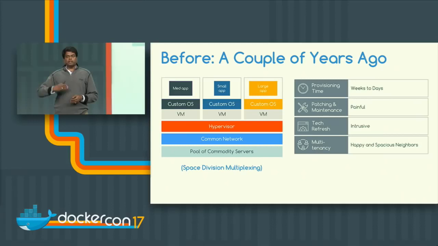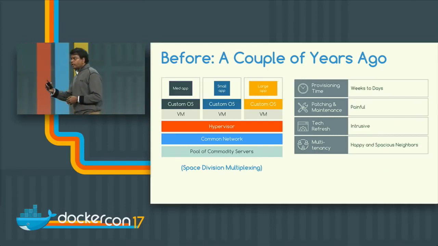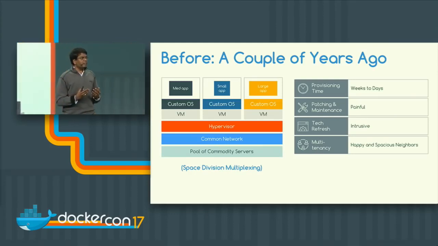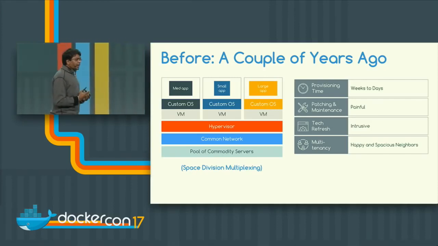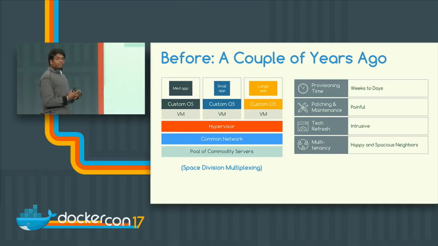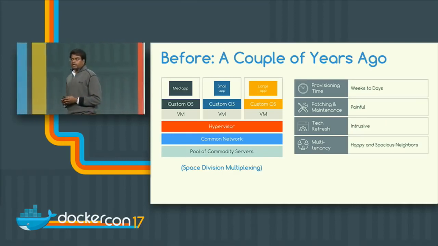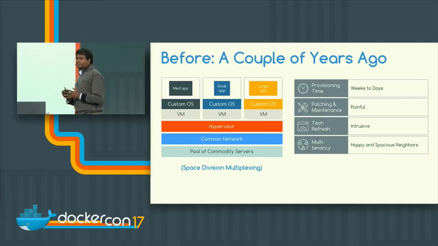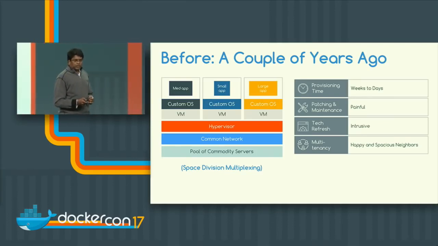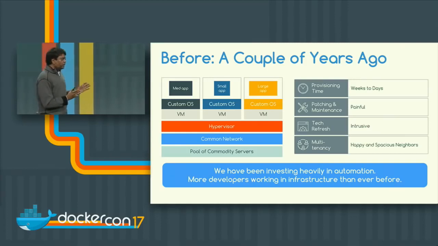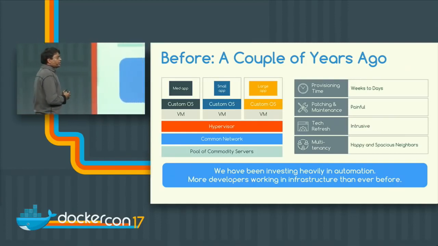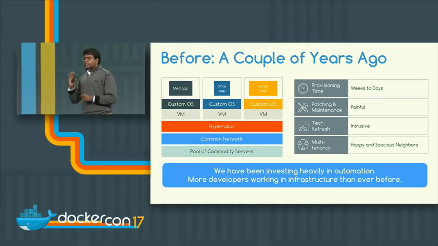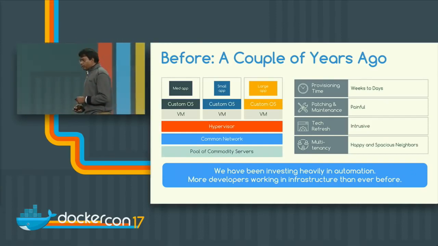Now, when you look at the life cycle of that infrastructure after it's deployed, provisioning time may be anywhere from months to days, and patching takes a lot of time. It's very painful, and from a tech refresh perspective, it's very, very intrusive. And overall, from a multi-tenancy perspective in the virtual environment, there's a lot of underutilization. Since that time, on a side note, we have been investing a lot in automation. In infrastructure today, we have a lot more developers than ever in the organization, and I think that trend is continuing to change, not only at Visa, but across the board when I talk to my peers.